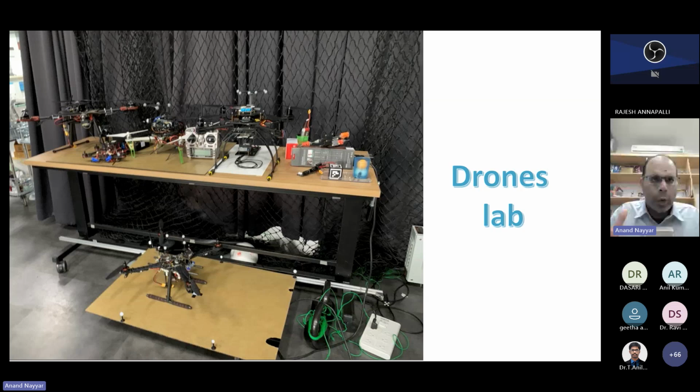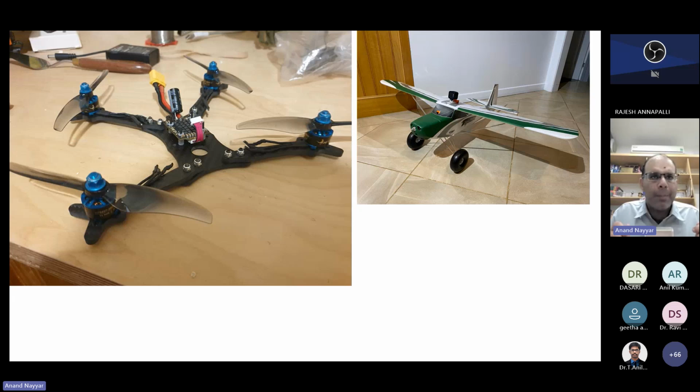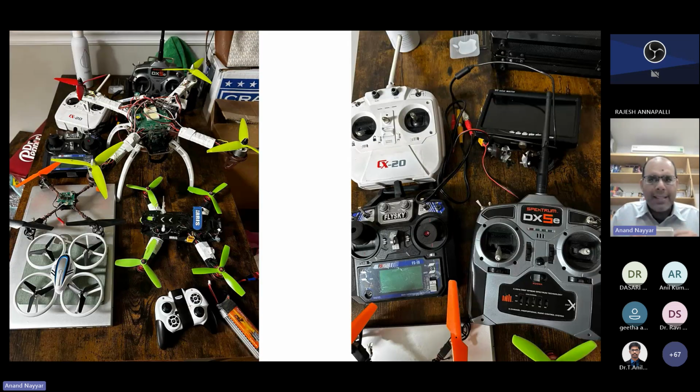In this drones lab we are working mostly to customize drones in terms of autonomous capability, FPV drone, and RC plane, which I'm going to show you. And you can see these are some of the prototypes that are already ready. In fact, this is the fully customized drone and RC plane that is already ready, and we are doing real-time applications. And these are some of the controllers that we are using in drones research.